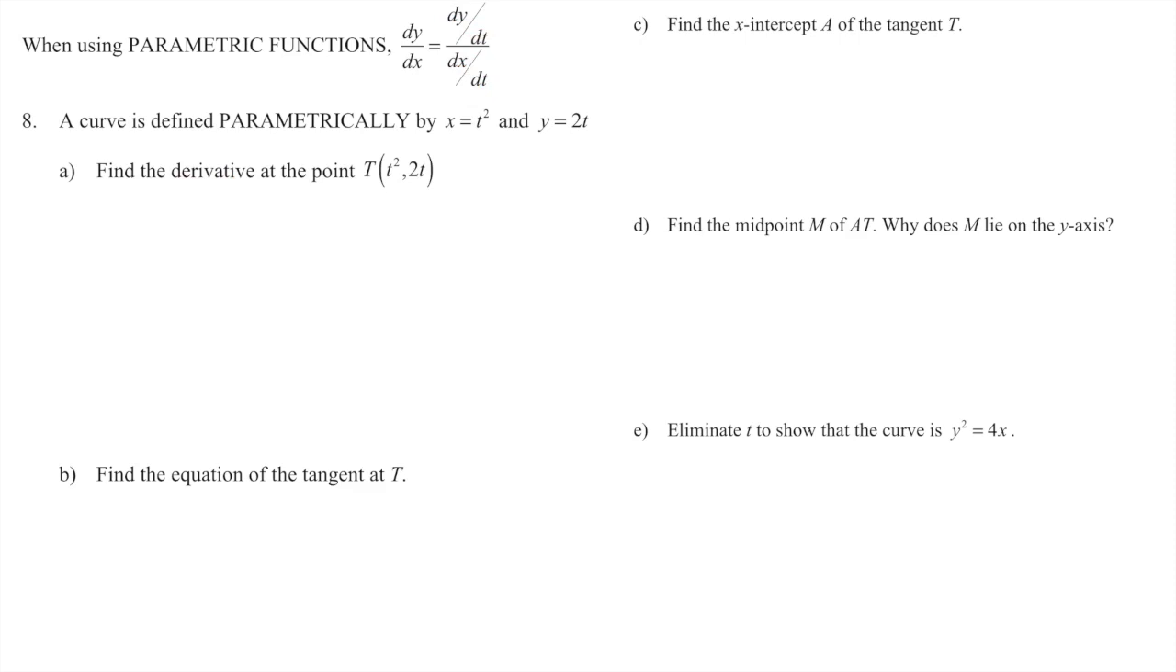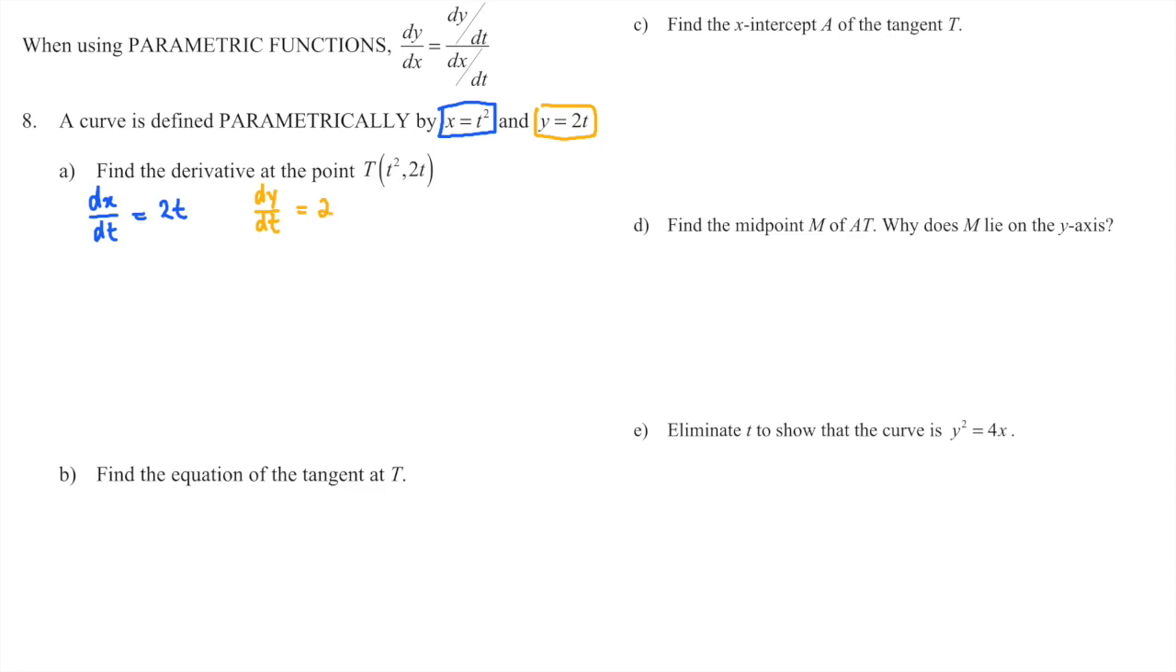We start by saying if x equals t squared, dx over dt will equal 2t, because the derivative of t squared is 2t. And for the second part, if y equals 2t, then dy dt equals 2.